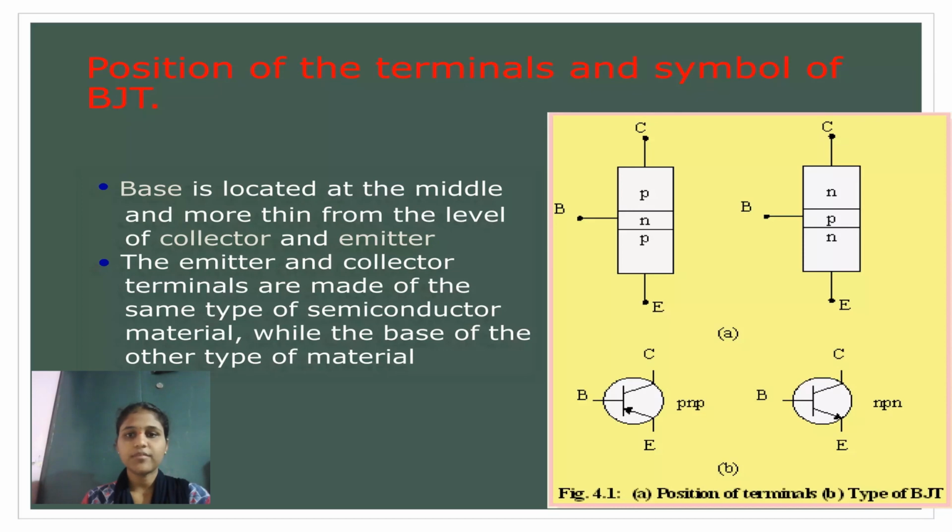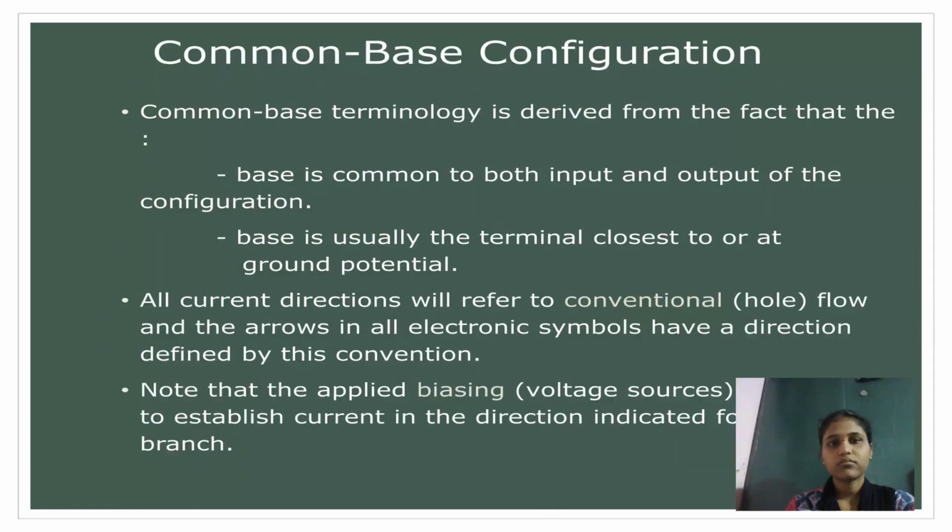Position of the terminals and symbol of BJT. Base is located at the middle and is thinner than the collector and emitter. The emitter and collector terminals are made up of the same type of semiconductor material, while the base is the other type of material. See here figure A, position of terminals, and figure B, type of BJT.